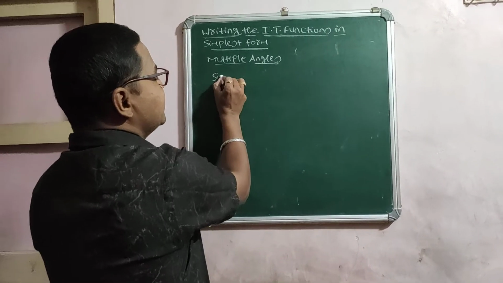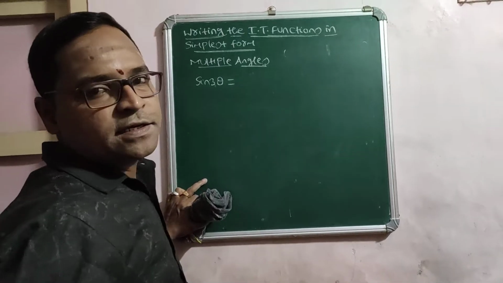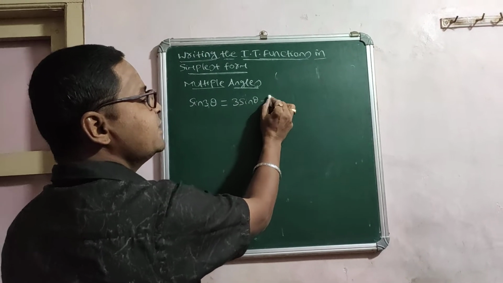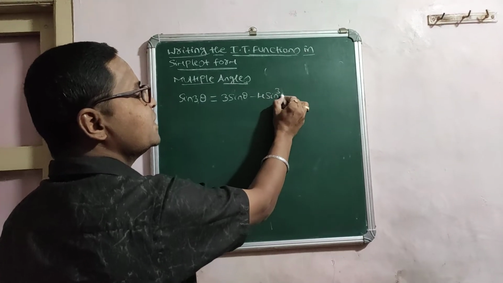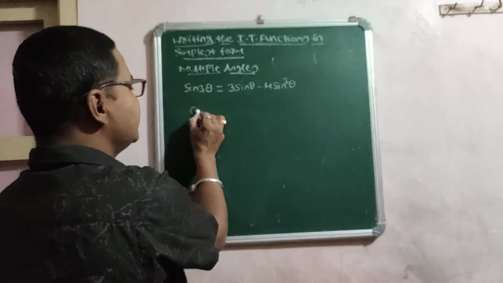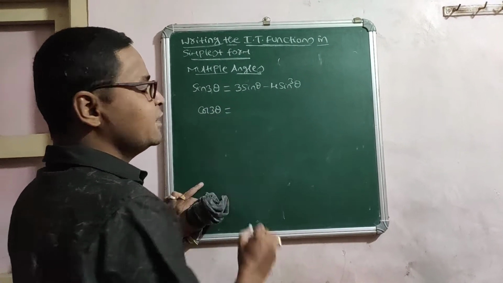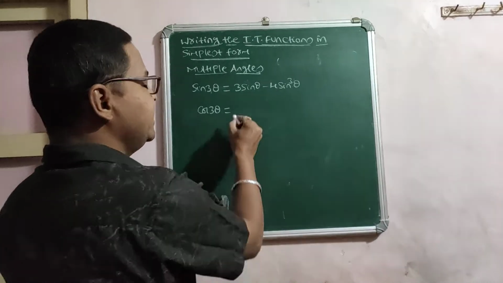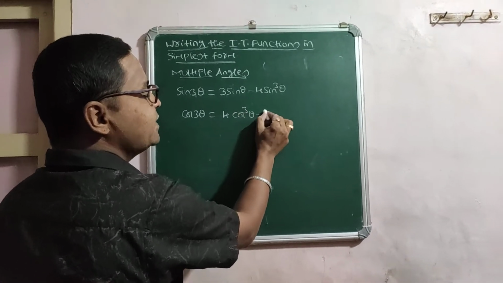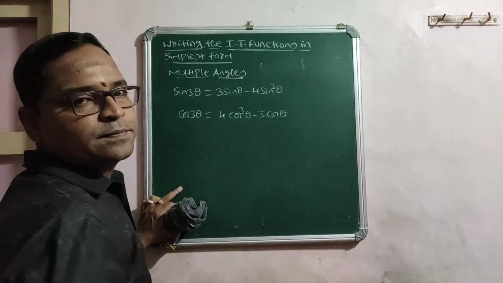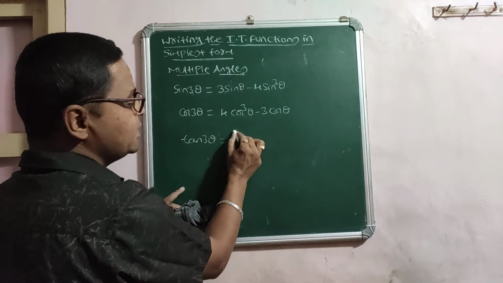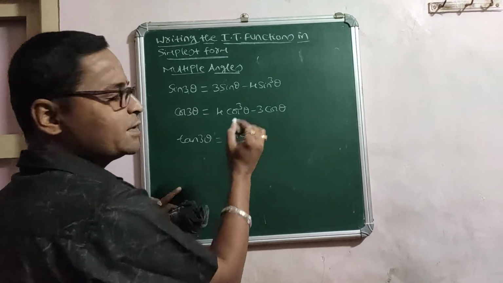Sine of 3 theta can be written as 3 sine theta minus 4 sine cube of theta. So this is the formula we have for sine of 3 theta. Similarly, the formula for cos of 3 theta will be 4 cos cube theta minus 3 cos of theta. Similarly, for tan of 3 theta, we consider 3 tan theta.